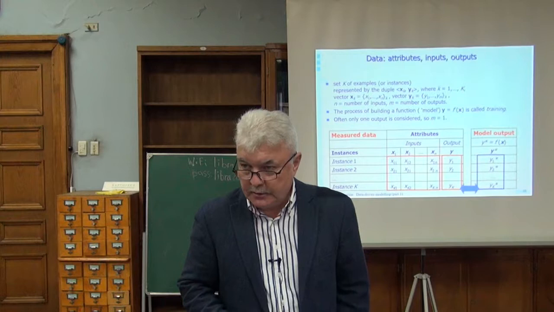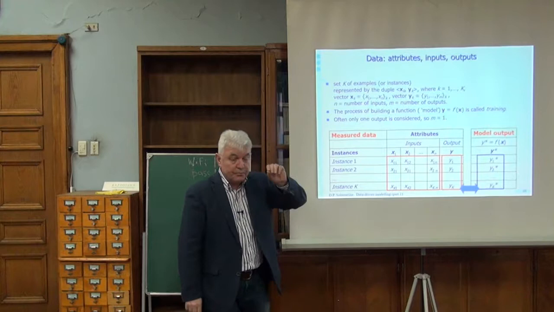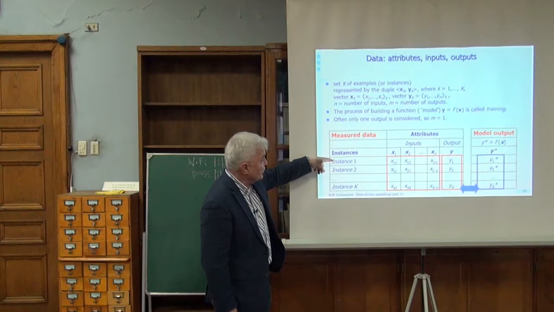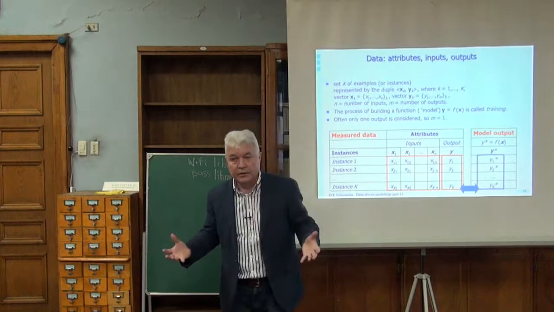What data do we use? Traditionally, we like data to be organized in a table. So each observation we call often in machine learning instance or example. So it's example, instantiation of a system when we measure it at a certain moment. And we have some inputs and outputs. These are attributes of the particular system we're studying.